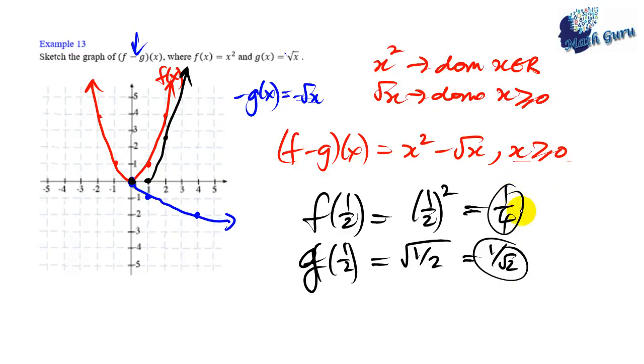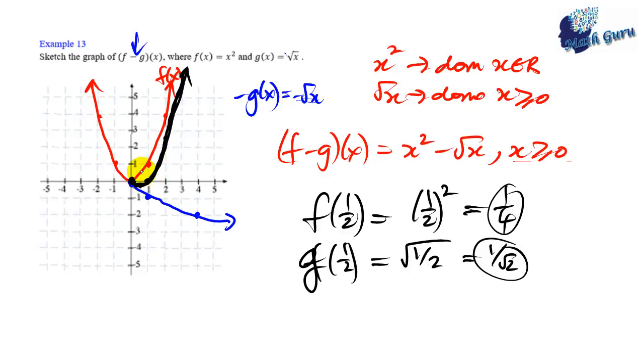So here, in between these, the blue is going to be more powerful than the red, so it's going to go down. So it's going to drag it down and then back up. So that's our resultant graph.